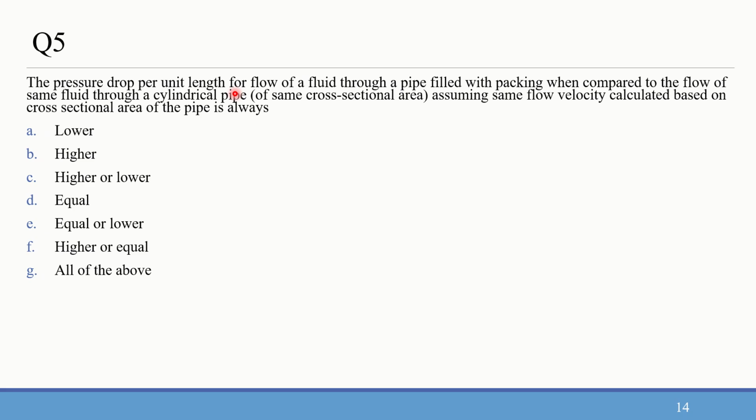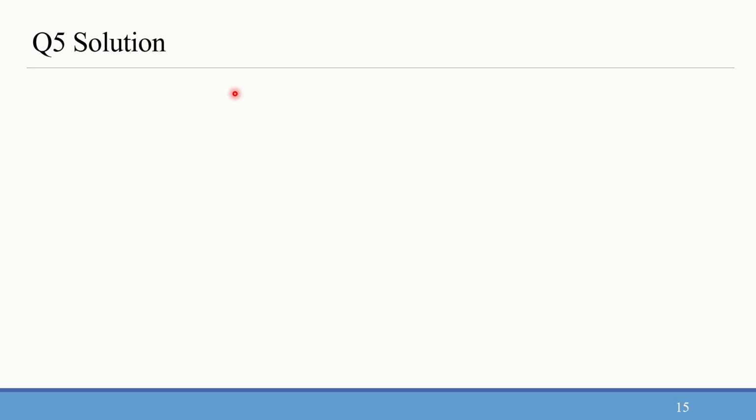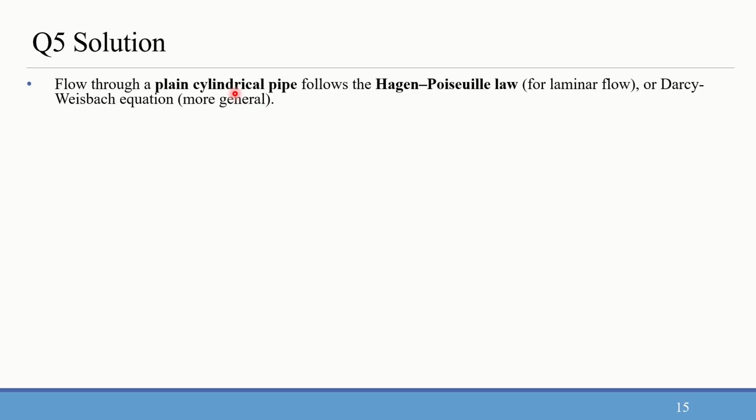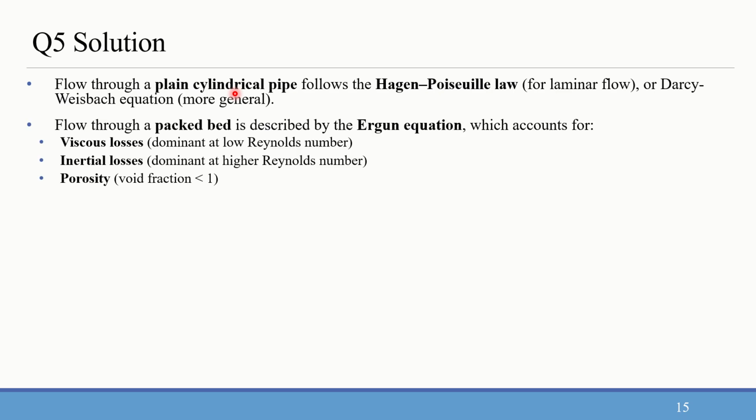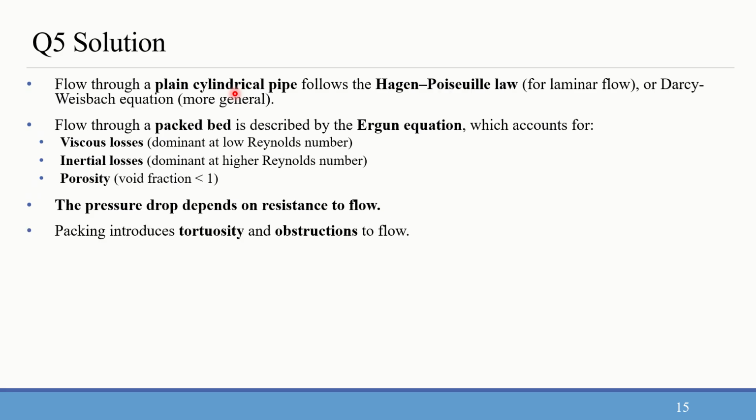So the answer is option B, higher. So why, we will see it. Flow through a plain cylindrical pipe follows the Hagen-Poiseuille law for laminar flow, or the Darcy equation for the more generalized equation. Flow through a packed bed is described by the Ergun equation, which accounts for the viscous losses, inertial losses, and porosity. The pressure drop depends on the resistance to flow.